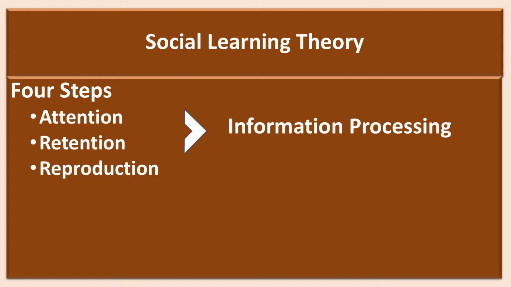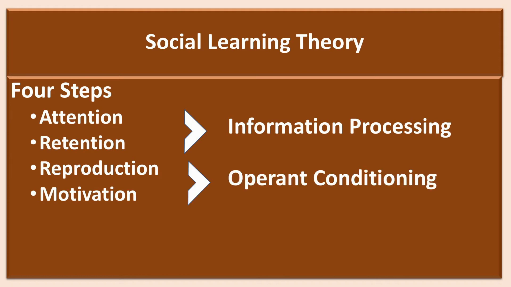The third point was reproduction, at which point what was observed is reproduced in observable behavior. And finally, a 4th step of motivation, where external consequences were provided with the intention to either increase or decrease the frequency of the reproduced behavior. These 2 steps are associated with the operant conditioning approach to learning that focused on external factors associated with learning.